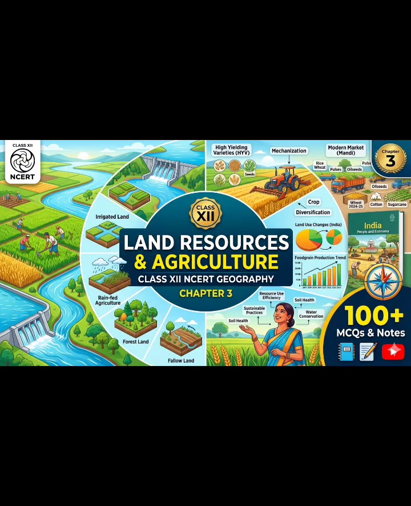Agricultural land use in India. Land resource is more crucial to the livelihood of people depending on agriculture. Agriculture is a purely land-based activity, unlike secondary and tertiary activities.